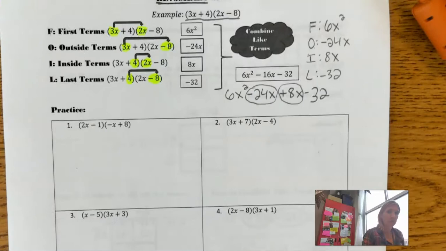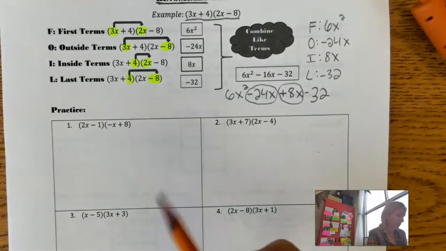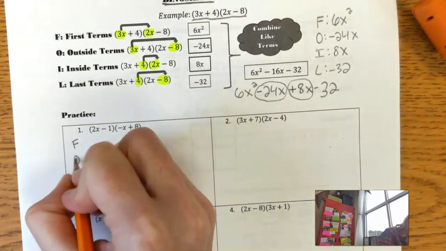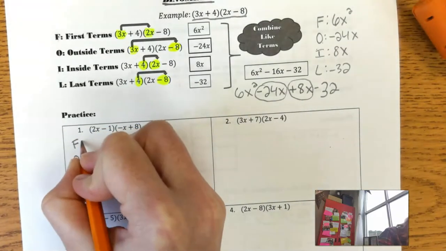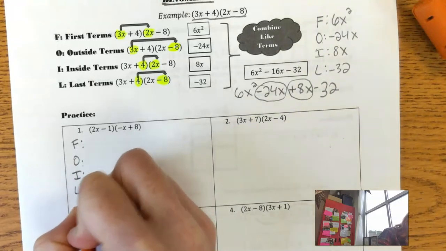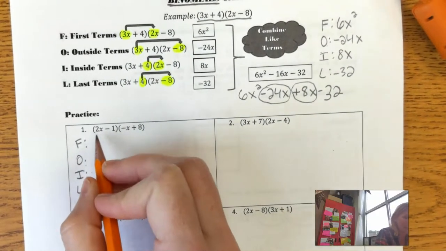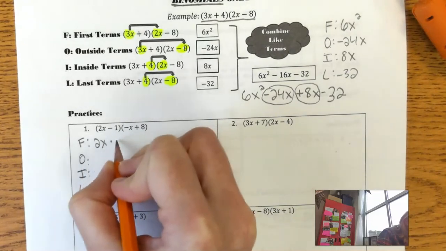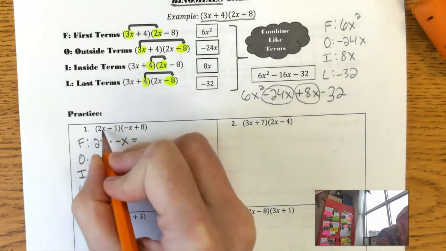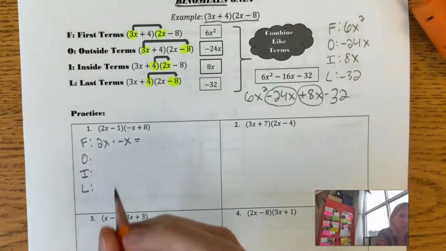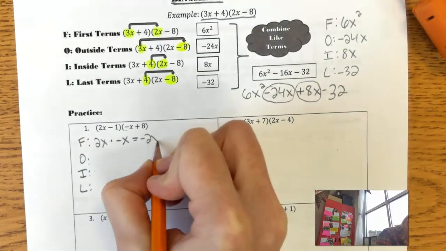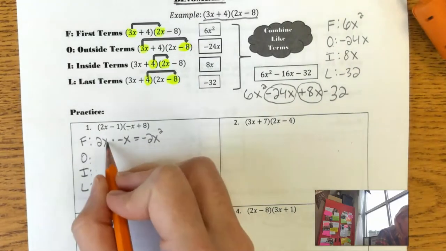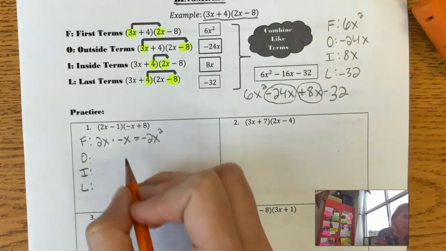Alright, so let's go ahead and do some practice. I'm going to do the first one with you. Alright, so the first one, first, outer, inner, last. Alright, my first term is going to be 2x times -x. 2x and -x are my first terms. So that's going to give me a -2x squared. 2 times -1 gives me a -2, and x times x gives me x squared.